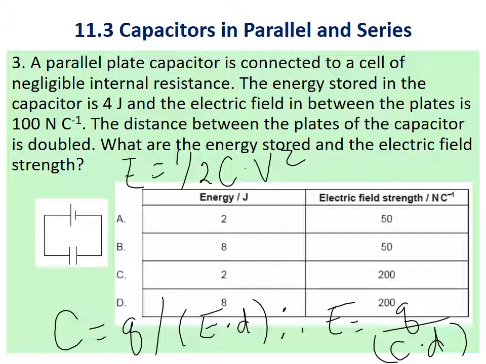Now likewise, I can use this equation up here, E equals 1/2 C times V squared, to figure out how the capacitance changes, because it's related to this. So the distance is still doubled, and the D is on the bottom. If I plug into here, I should see very clearly both the energy and the electric field strength change in the same way.